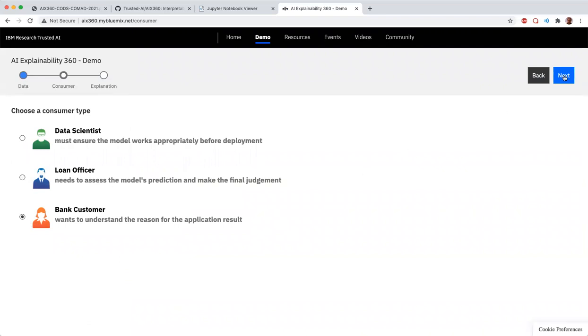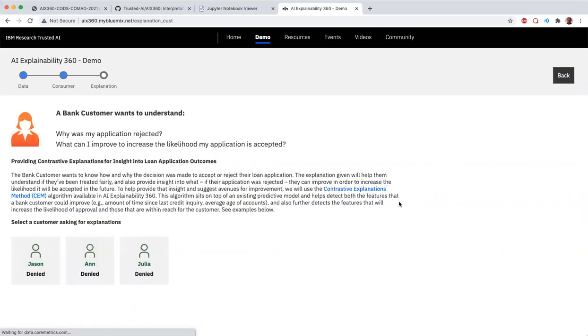Now, if a loan applicant's loan was accepted, typically they don't have any questions. But if the loan has been denied, then they typically want to know why their loan was denied, and more importantly, how they could improve their application and reapply in the future to be accepted. One of the explainers in AIX 360 called CEM essentially provides these contrastive explanations.